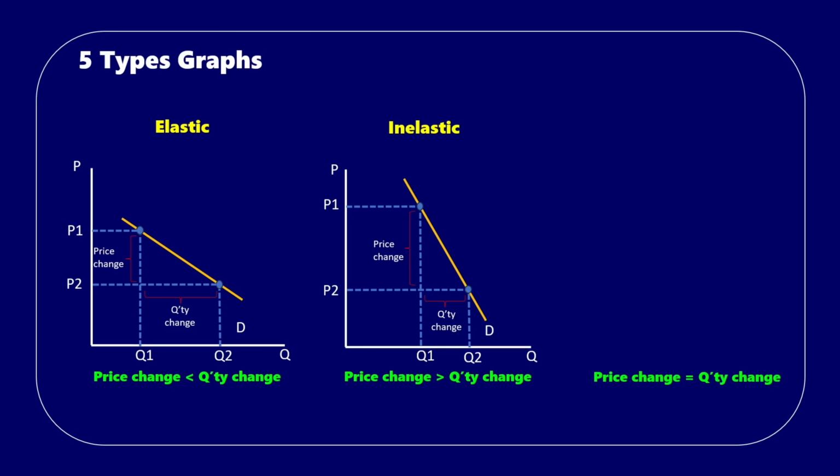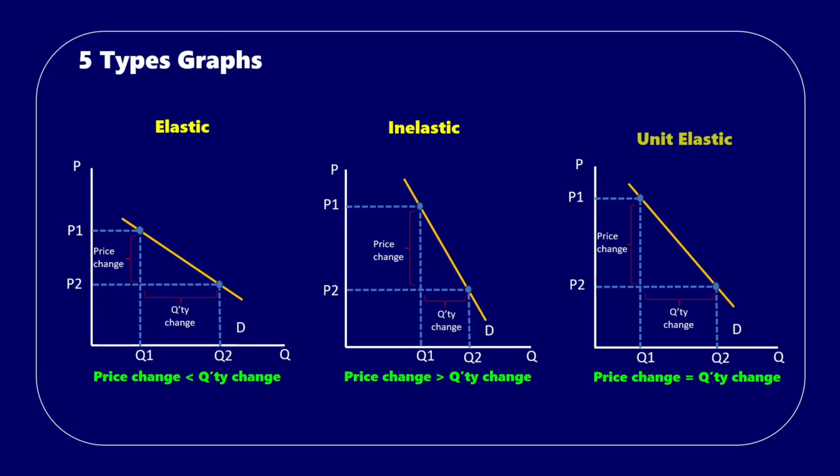Now look at unit elastic demand. This is the middle case. The percent change in price is exactly equal to the percent change in quantity demanded. On this graph, the price change and quantity change look proportional. That's why elasticity equals 1.